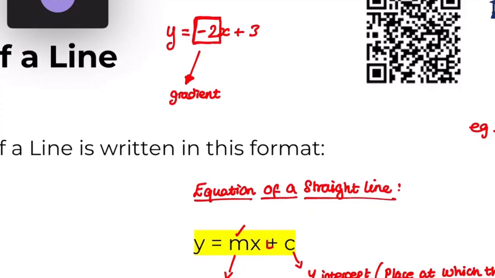This is the steepness of the line. So that means because it's negative, it's going downwards. So the gradient is -2 because that's the number which is next to the x. And the y-intercept is +3. Okay, so this is the y-intercept. So that means the line crosses the y-axis at +3.